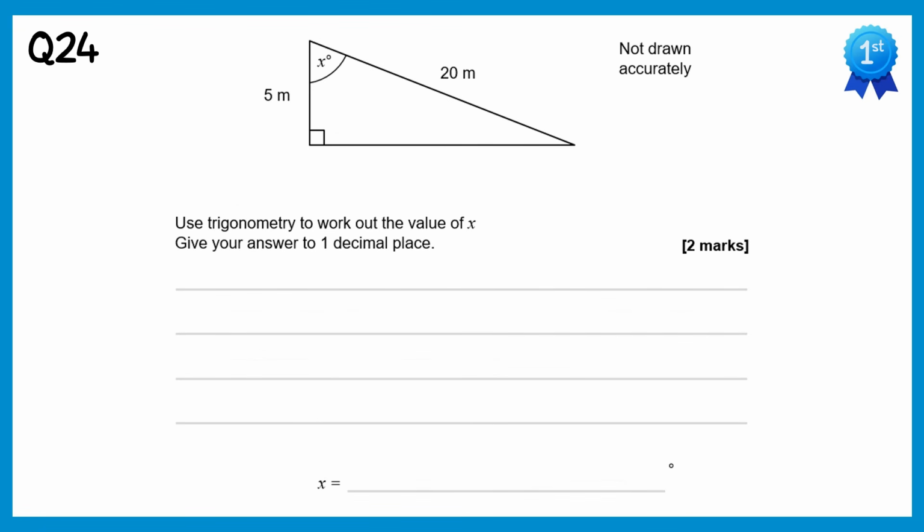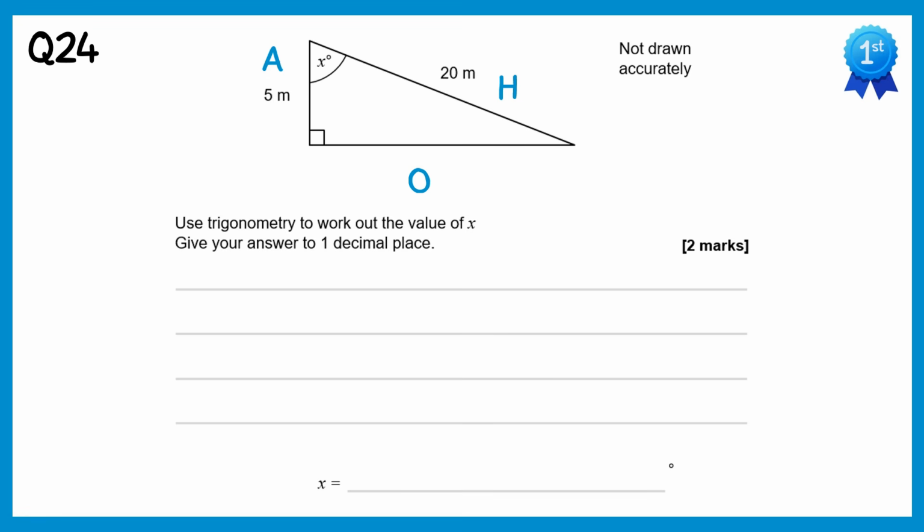For this question, we've been asked to use trigonometry to work out the value of x. To do this, we're going to start by labelling the triangle. The hypotenuse of the triangle is the one that's opposite the right angle, so that would be this one here, the 20. The opposite is the one that's opposite the angle in the question, so opposite that x is O down here. And A is the final one, the one that's next to the angle, that's here, the adjacent.